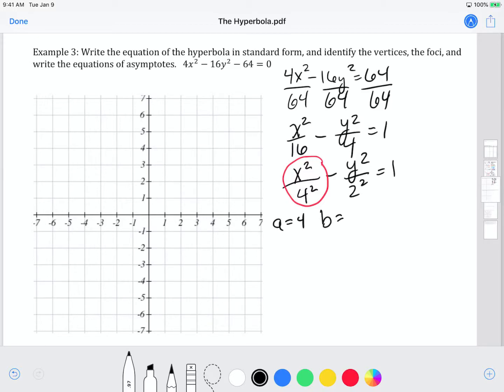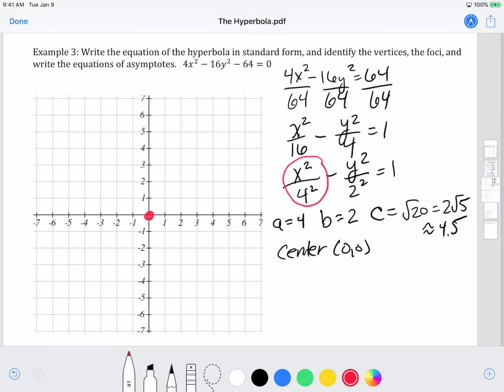My B is 2, and my C I'm going to get from C squared is equal to A squared plus B squared, which would give me the square root of 20, which I can simplify as 2 square roots of 5, and then as a decimal, I can also write it as approximately 4.5. Okay, my center, if you notice, is 0, 0. This has not been shifted, so my center is 0, 0.